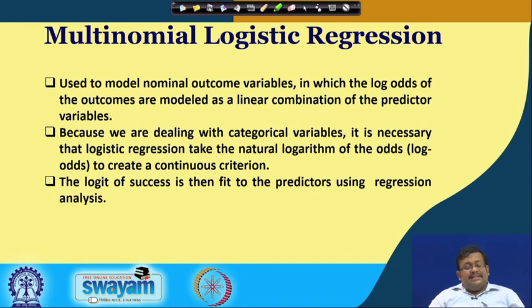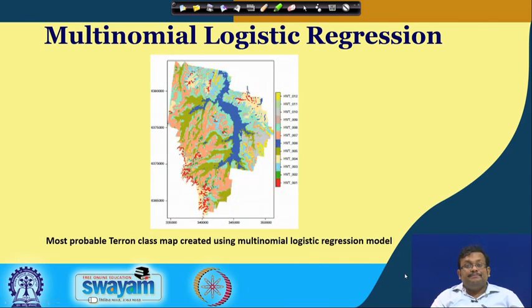Now, multinomial logistic regression is basically the same as logistic regression; it is an extension of it. It is used to model a nominal outcome variable in which the log odds of the outcomes are modeled as a linear combination of the predictor variables. In our case, these are covariates. Because we are dealing with categorical variables, logistic regression takes the natural logarithm of the odds, that is log odds, to create a continuous criterion, as we have already seen. And the logit of success is then fit to the predictor using regression analysis.